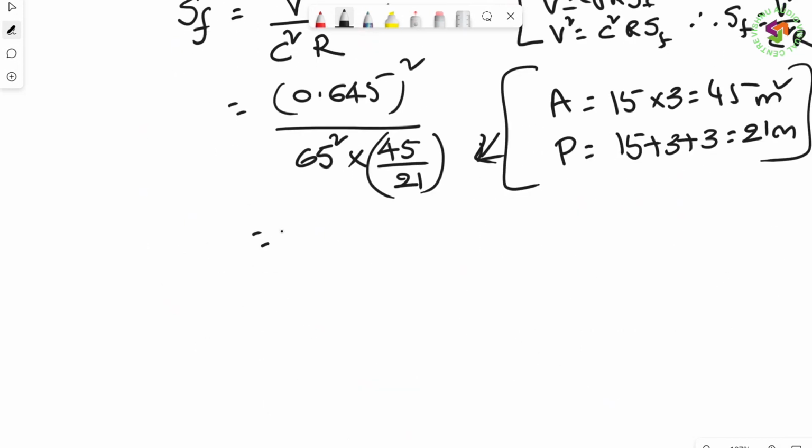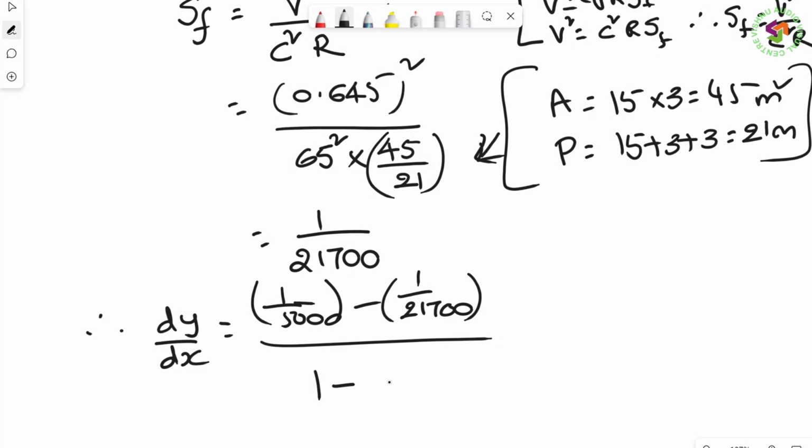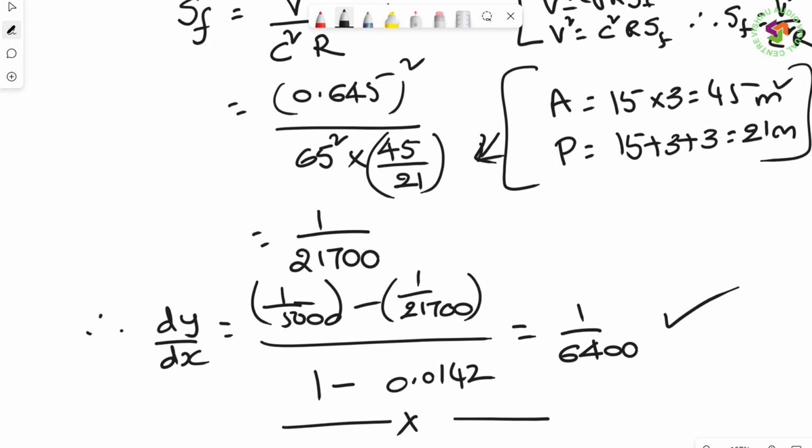So once you got it, SF is equal to 1 by 21,700. Therefore, dy by dx is equal to 1 by 5,000 minus 1 by 21,700, that is S0 minus SF, divided by 1 minus FR square. FR square is 0.0142. So you are going to get 1 by 6,400. This is the answer. So this is again another question for you for understanding.